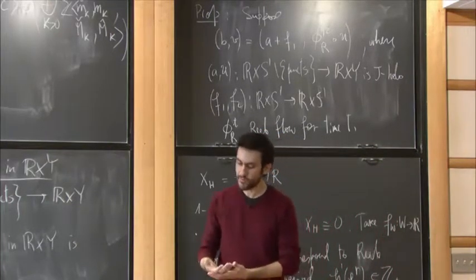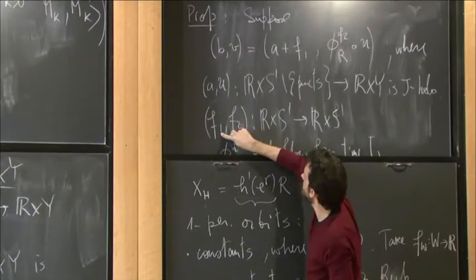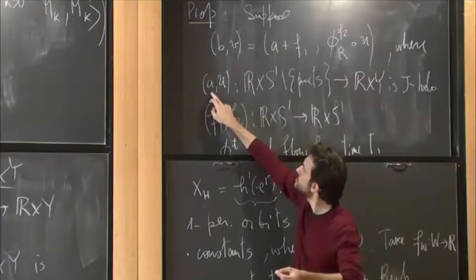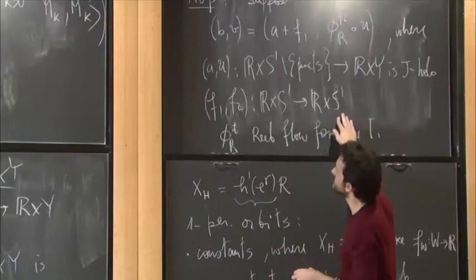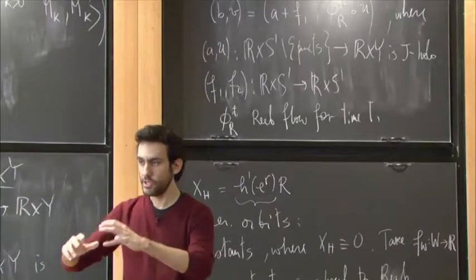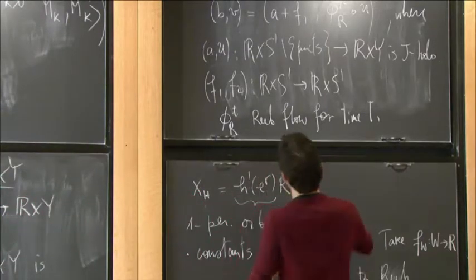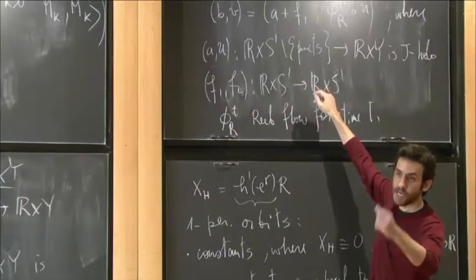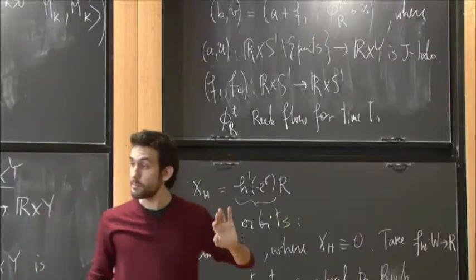But how do I get from a J-holomorphic cylinder to the Floer cylinder? On the first component, I need to add to A some map, F1. The domain is a cylinder, so the first component maps to R. So I'm just adding some function to the first component of the J-holomorphic cylinder. And on the second component, I take the second component of my J-holomorphic cylinder and rotate it. I use the Reeb flow to rotate that function by some amount of time that depends on my point on the domain. So phi t R is the Reeb flow for time t, and I'm introducing a new function F2 that tells me how much time I need to flow. So that takes values in S1. These are just the hypotheses.